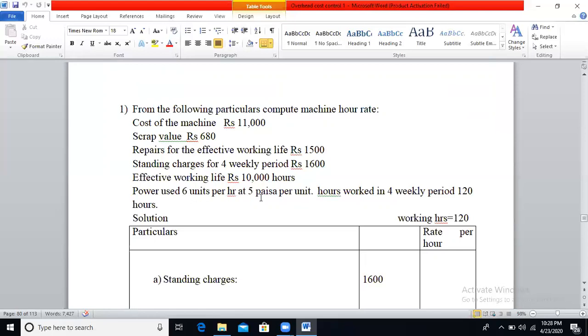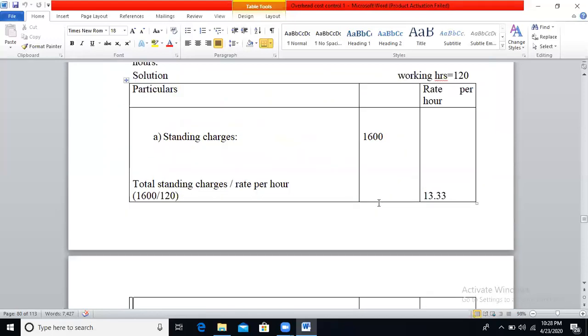What is the rate per hour? 5 paise per unit. Number of working hours will be 120. So now see the format. The format for calculation of machine hour rate will be, here you have to write how many working hours. So here working hours will be 120.